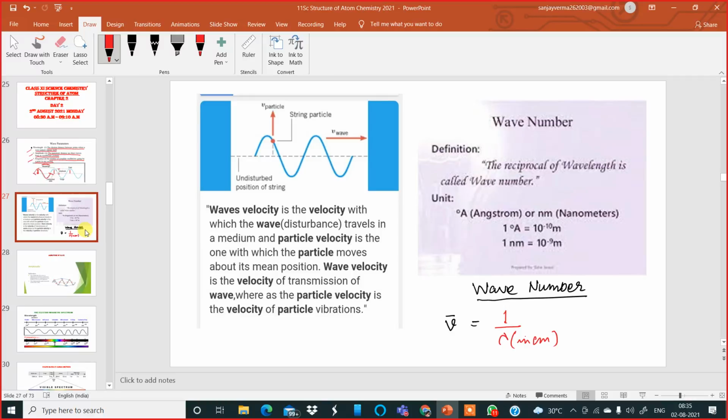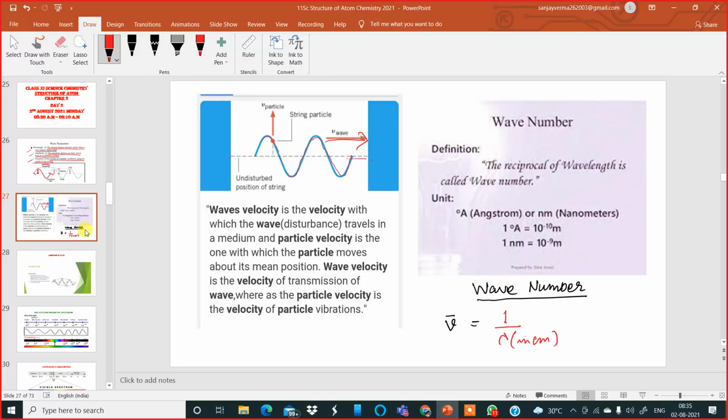Moving further to one more term, which is called wave velocity. Look at the diagram over here. This is the undisturbed position of the string. They have tied a string between 2 fixed points, and the string is made to vibrate. So the particle is going up, coming down, going up, coming down like this, and the direction of propagation of the wave is shown over here with the arrow.